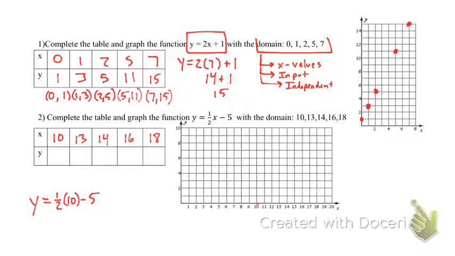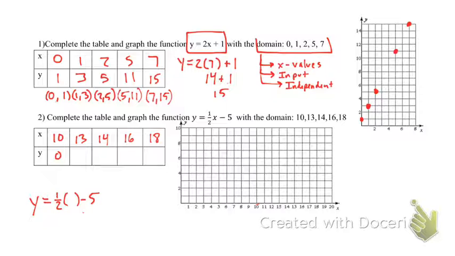All right? But essentially what we're looking for is what's half of 10? Or 1/2 times 10, that gives me 5. Bring down the minus 5. We end up with our first y value of 0. And let's repeat this process.